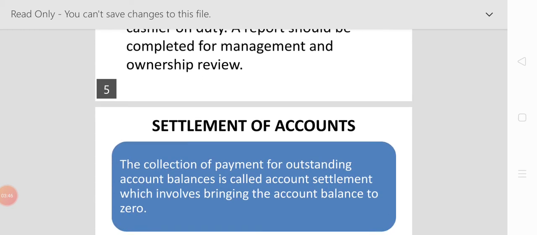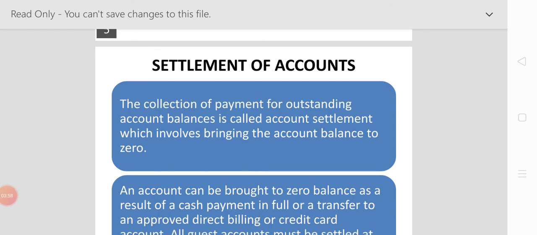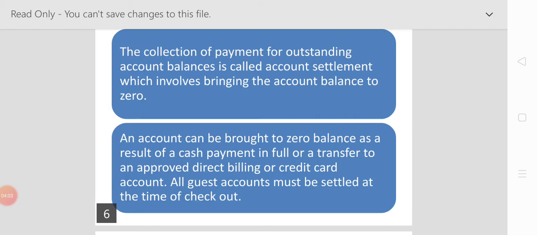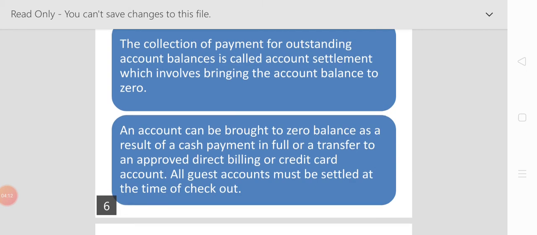The next topic is settlement of account. The collection of payment for the outstanding account balance is called the account settlement, which involves bringing the account balance to zero. An account can be brought to a zero balance as the result of a cash payment in full or a transaction to an approved direct billing or credit card account. All guest accounts must be settled at the time of checkout. That is called the zeroing out of the account balance.